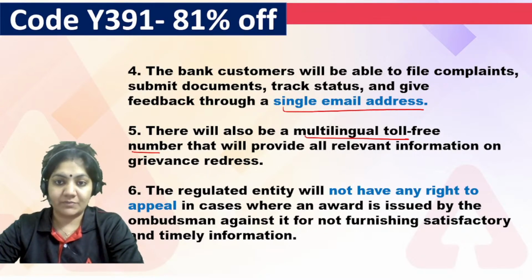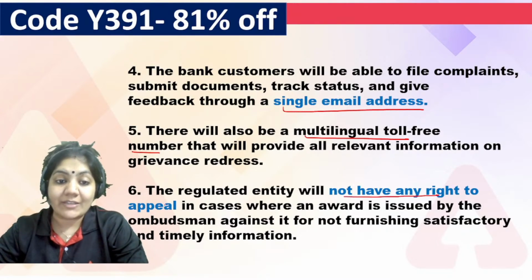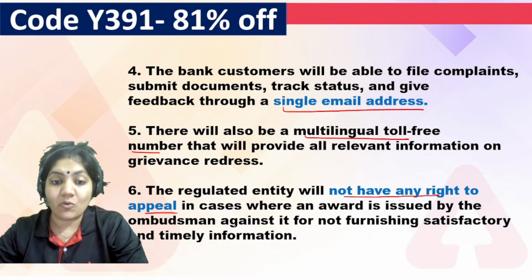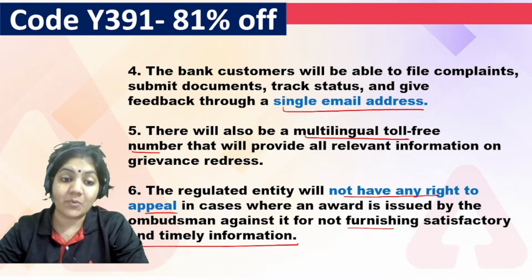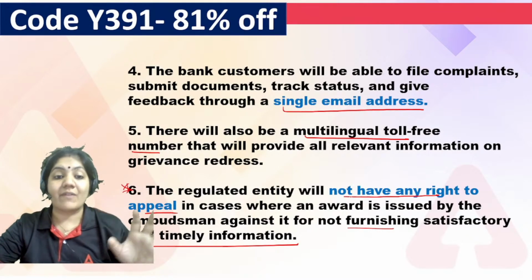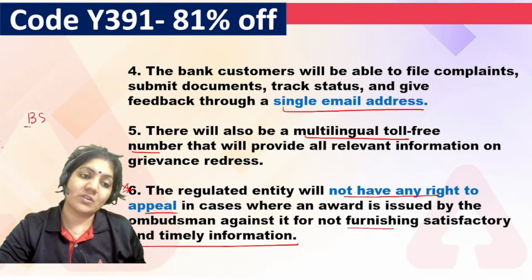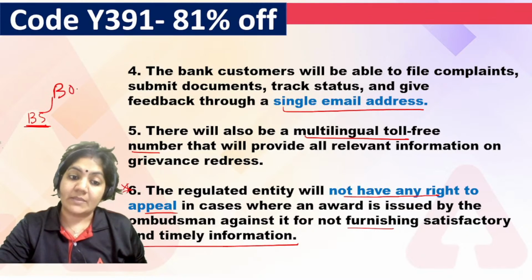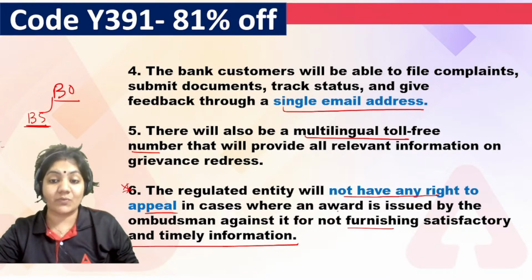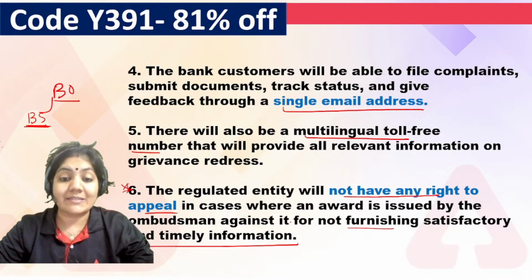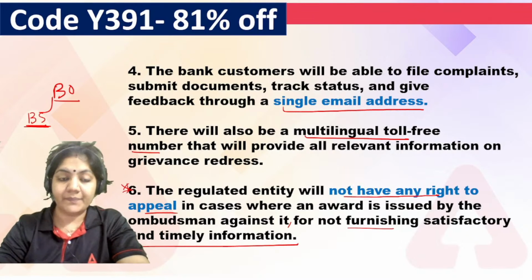Multiple toll-free number. Okay. The regulated entity will not have any right to appeal in the cases where an award is issued by the Ombudsman against it for not furnishing satisfactory and timely information. That is very important, that the regulated entity will not have any right to appeal. It means, suppose the bank is not giving good services, we will go to the banking ombudsman. Suppose the banking ombudsman has given the decision, then the regulated entity will not have any right to appeal in cases where an award is issued by the ombudsman against it for not furnishing satisfactory and timely information. That point is important. Okay, next, appellant.